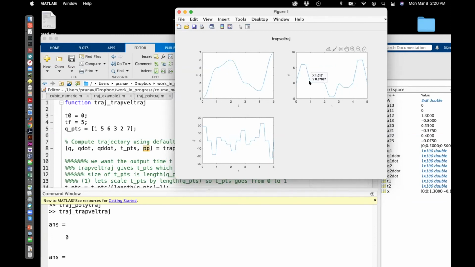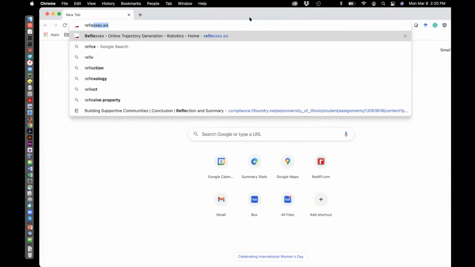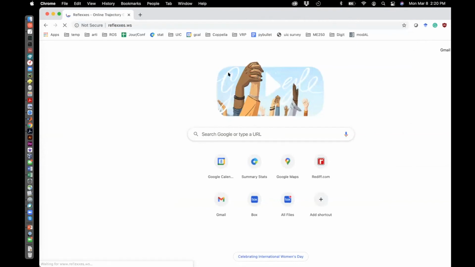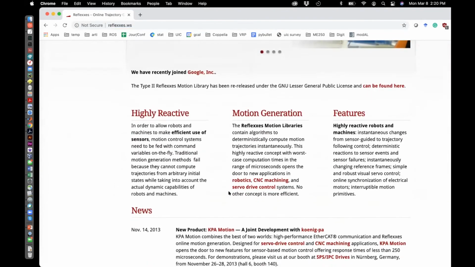And I'm sure there are more advanced libraries which can do that. One of them is called the Reflexes library, and I think CoppeliaSim uses it. So if you want a better library, it's called the Reflexes library. And luckily it's free.